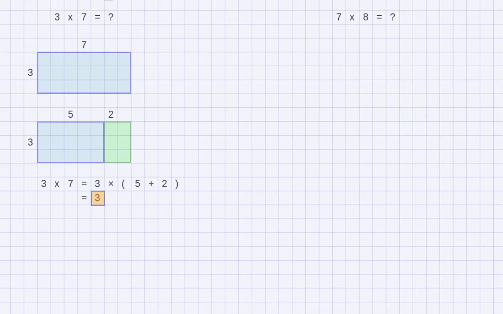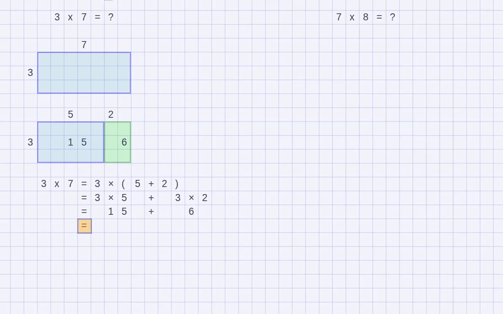Sorry, 3 times 5 plus 2 is 3 times 5 plus 3 times 2. Okay, that bit plus that bit. And 3 times 5 is, we got a 10 there, and we got another 5, so it's going to be 15. And 2 times 3 is 6. We kind of know that, but we can count it quickly. It's easy. So we've got 15 plus 6.